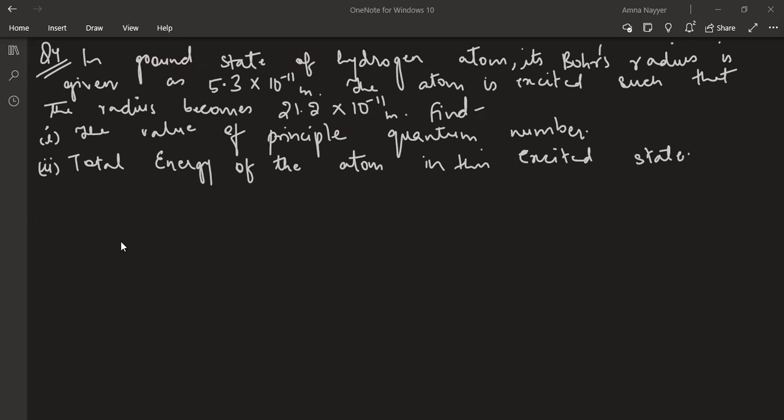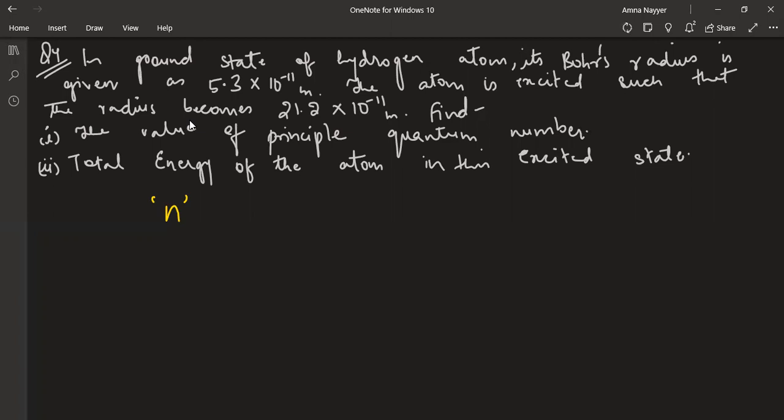See, it says that in the ground state of hydrogen atom, its Bohr's radius is given as 5.3 into 10 to the power minus 11. So this is for ground state. If the atom goes in the excited state such that the radius becomes 21.2 into 10 to the power minus 11, you have to find out the value of principal quantum number. See, in quantum physics, principal quantum number basically means n only, value of n.